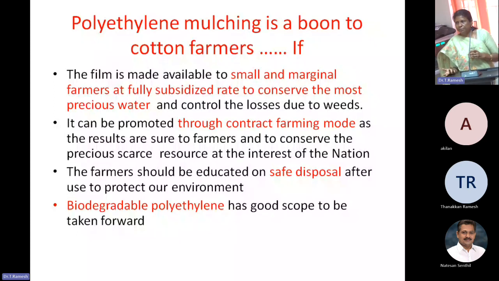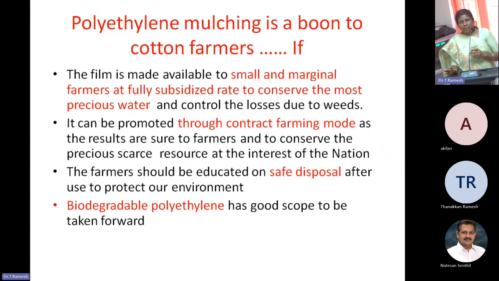So if it is at a fully subsidized rate, considering water is a precious, national commodity, we have to serve it. So they have to provide it. If it is provided, it is good. It can be promoted through contract farming mode also. Otherwise, results are sure. At the end of it, they can also reduce the cost of the mulch film and give the extra benefit to the farmers. That can also be done. And the farmers should be educated, which is very important.